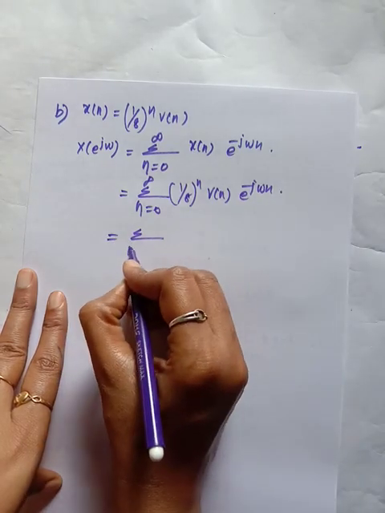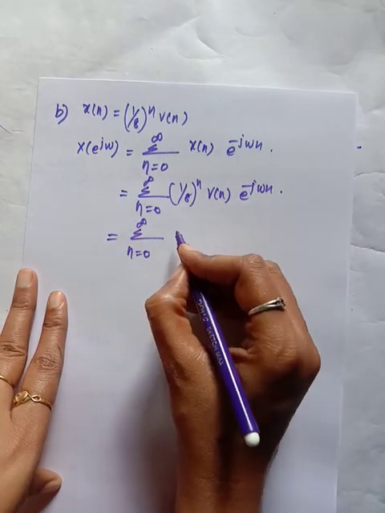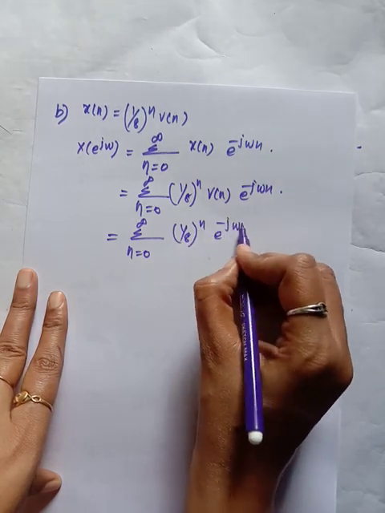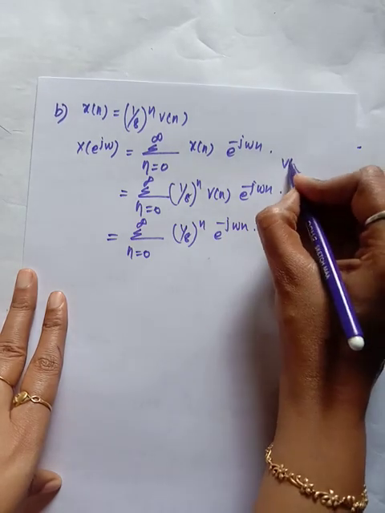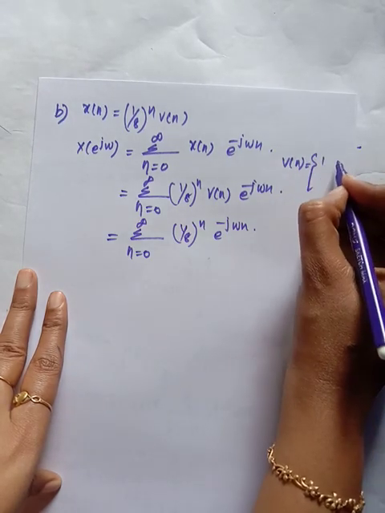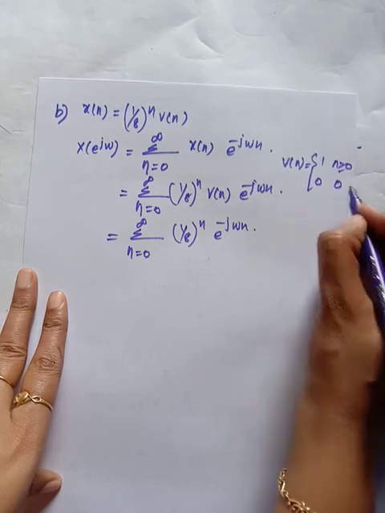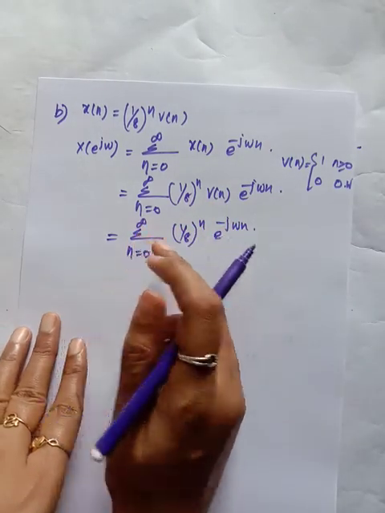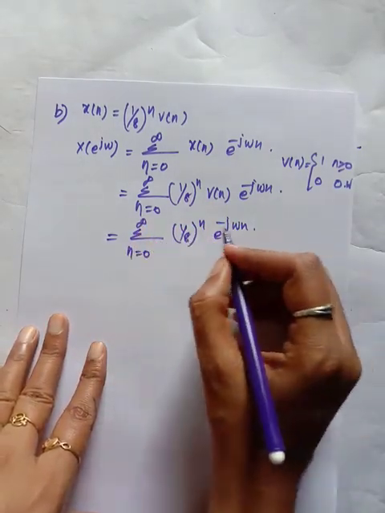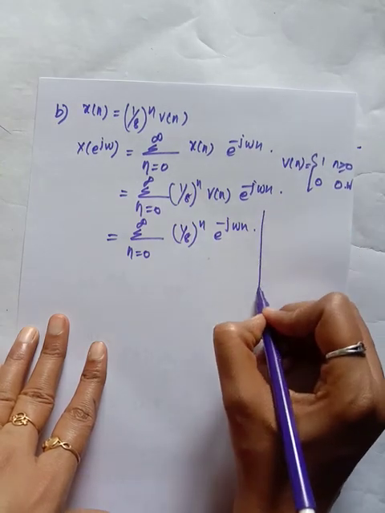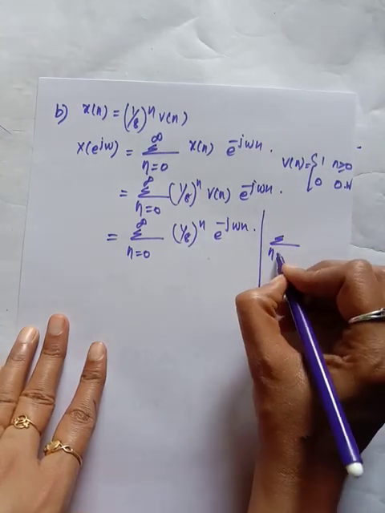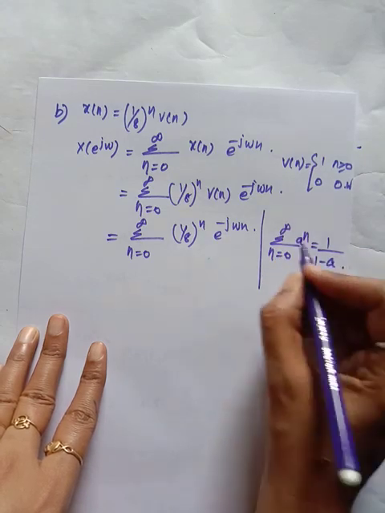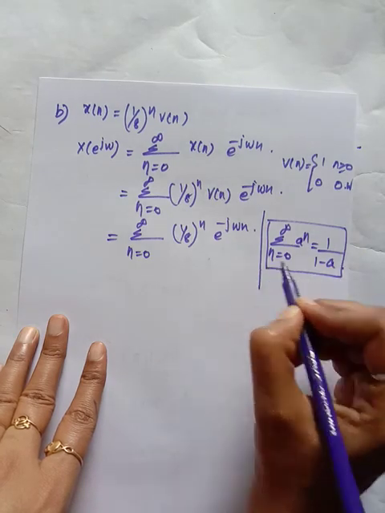So this can be simplified as n is equal to 0 to infinity 1 by 8 the whole power n, u of n is 1. So I am writing this as e power minus j omega. You know that, right? u of n is equal to 1 for n greater than or equal to 0, 0 otherwise. Okay, so now I need to simplify this because here it is in infinity. I am not able to expand and simplify. So what I am going to use is one formula, summation n is equal to 0 to infinity a power n is equal to 1 by 1 minus a. Okay, so this is the formula for this.